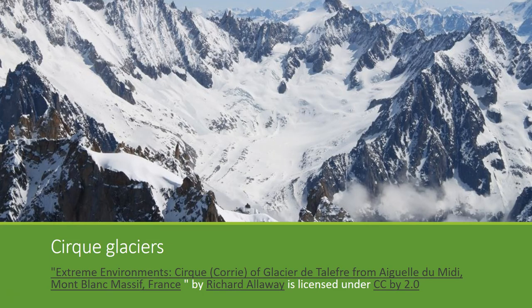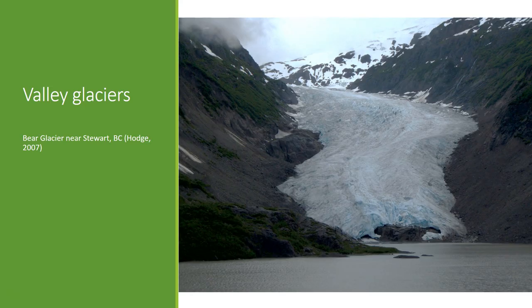This is an example of a cirque glacier in the Mont Blanc Massif in France. Cirque glaciers occupy bowl-shaped depressions in mountains and feed into valley glaciers. Valley glaciers are rivers of ice that carve their way through steep-sided valleys. This image shows Bear Glacier, located in British Columbia's Coast Mountains. The glacier once filled the valley, but has been retreating since the 1940s.